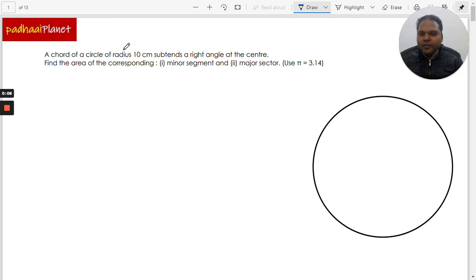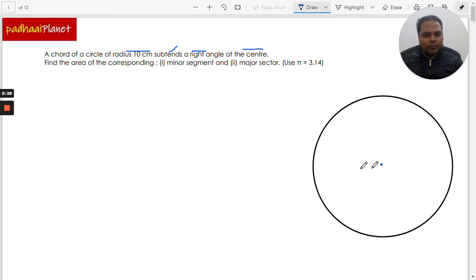It's a very good question. The question says that a chord of a circle whose radius is 10 centimeters. So that means the radius of the circle is already given, and that is 10 centimeters. And the chord subtends a right angle at the center. Right. So before we attempt this question, let's first of all draw the situation of this question.